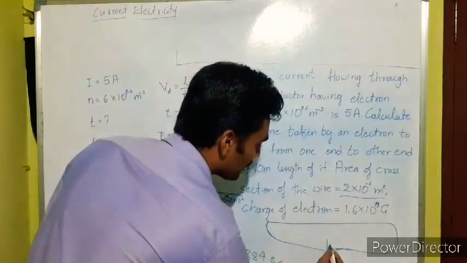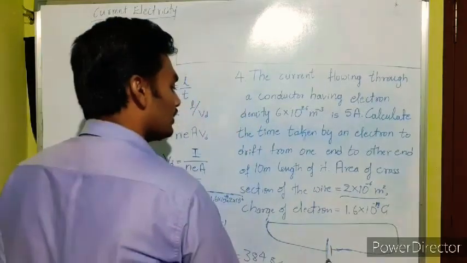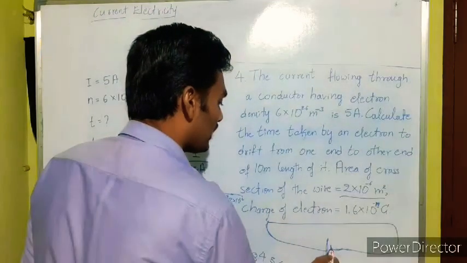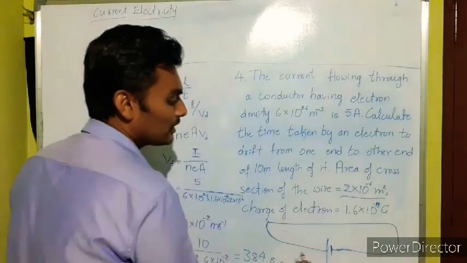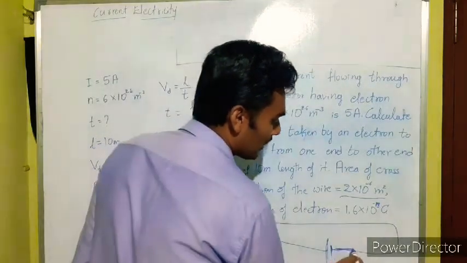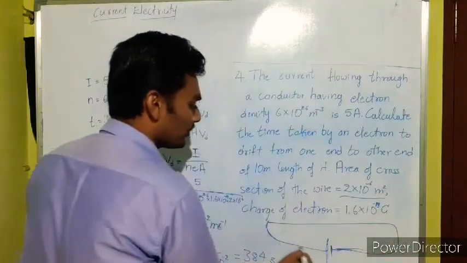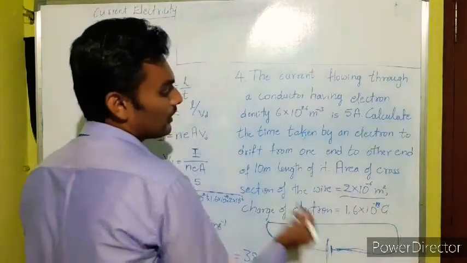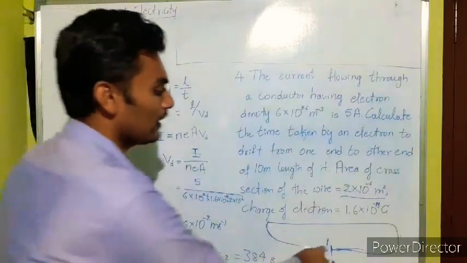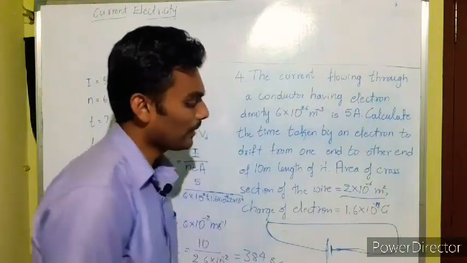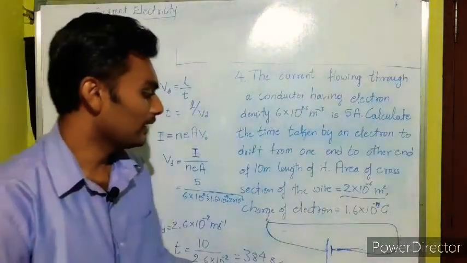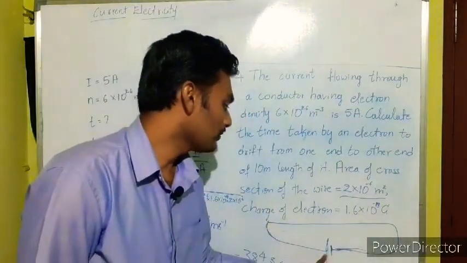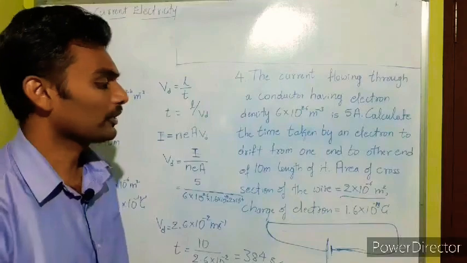So now, this is the actual practical situation, right? An electron will move from the negative terminal of the battery to the positive terminal of the battery. And this entire length of the wire is given here, which is 10 meter. The time that an electron takes to move from this terminal to this terminal of the battery is 384 seconds.